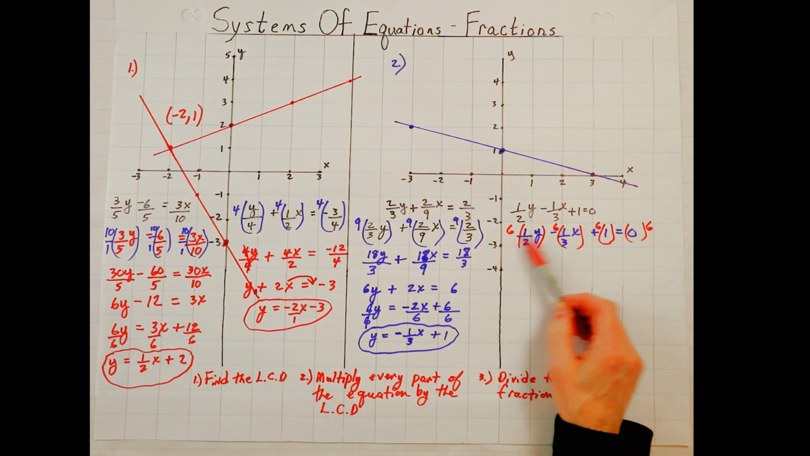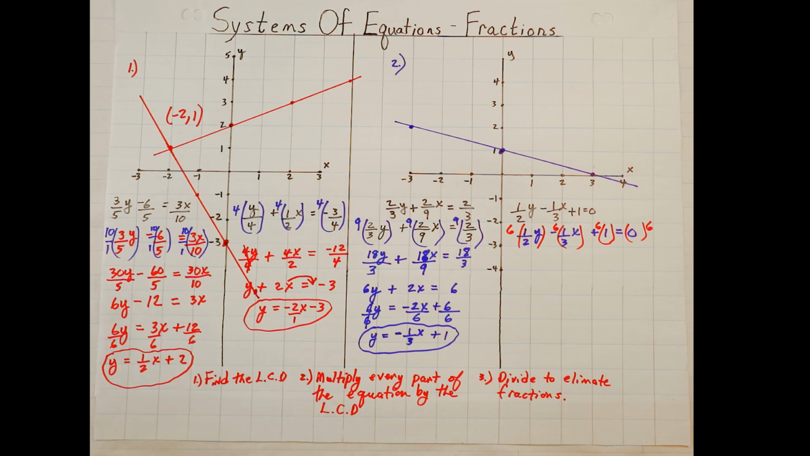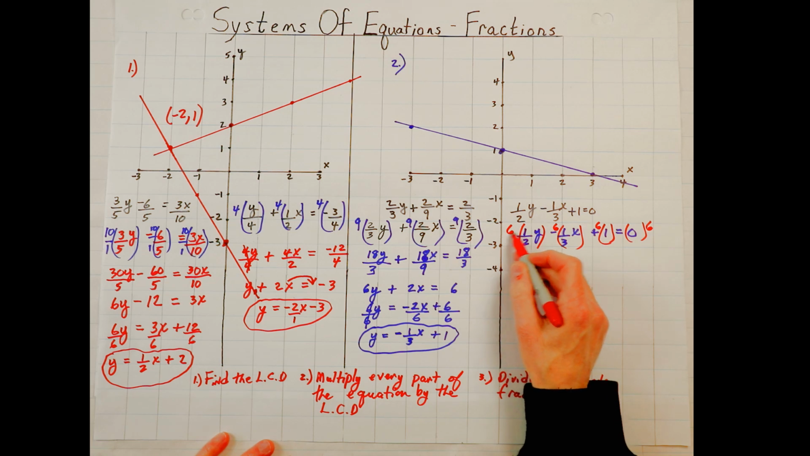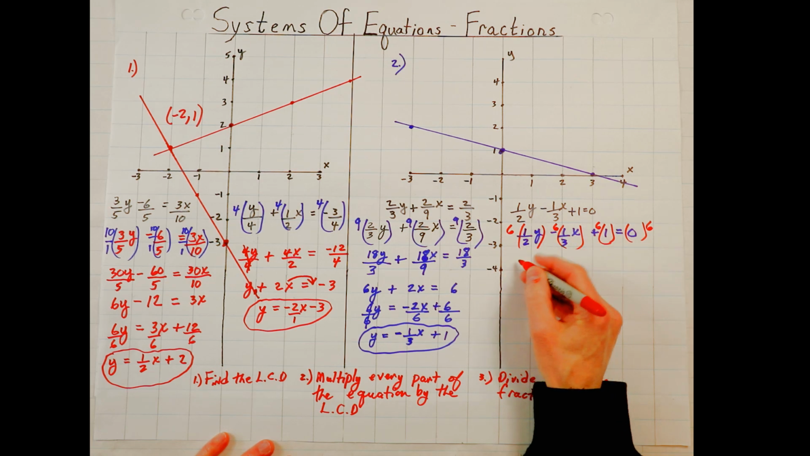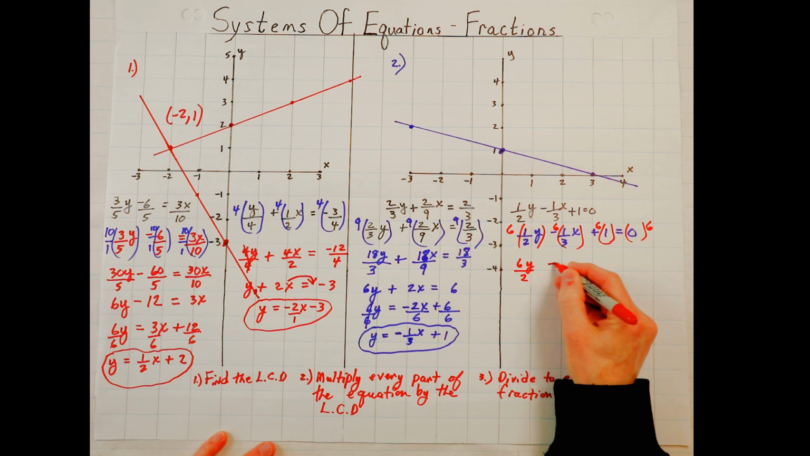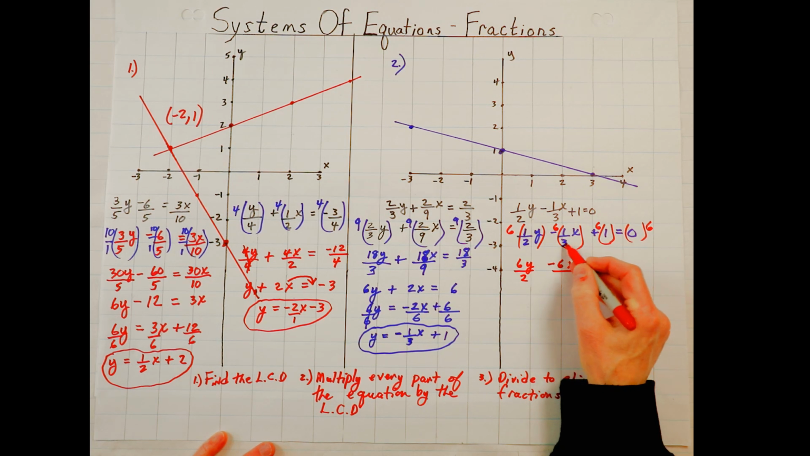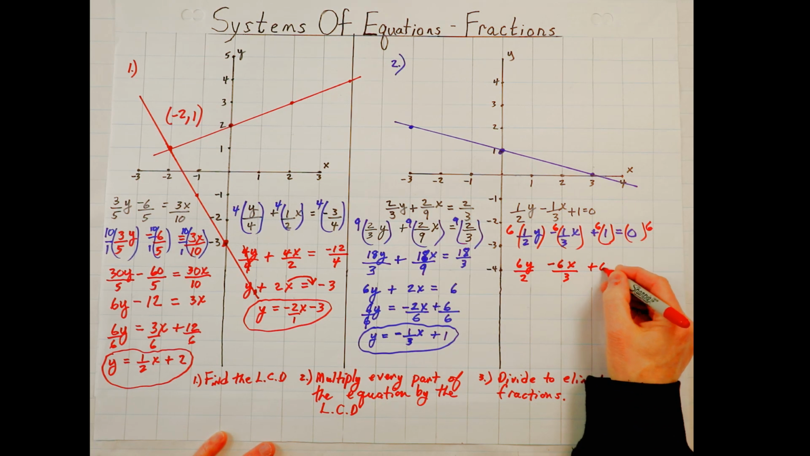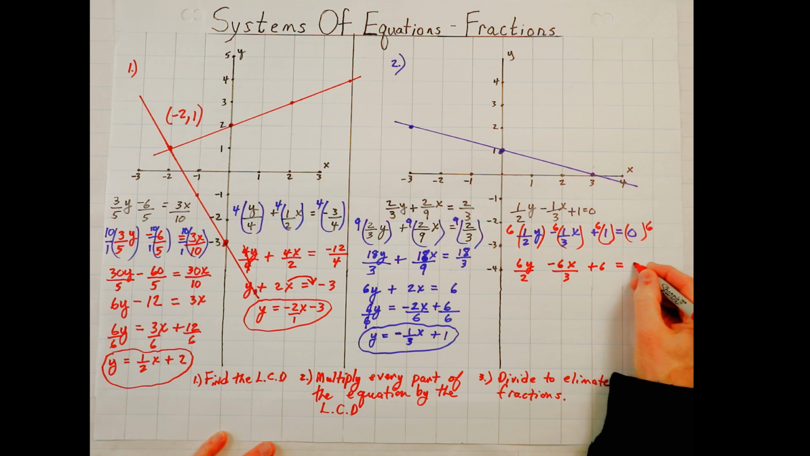We still multiply everything in the equation by 6, the common denominator. Here, remember, it's just the numerators that we're multiplying by the LCD. So 6 times 1y is 6y, and that's over 2. It's going to be negative 6 here, times 1x is negative 6x over 3. 6 times 1 is 6, that's easy, and 6 times 0 is 0.